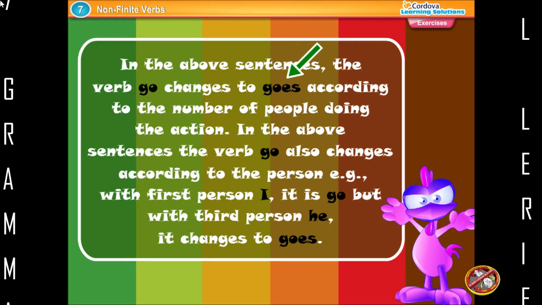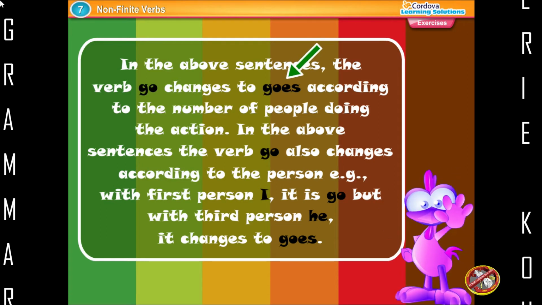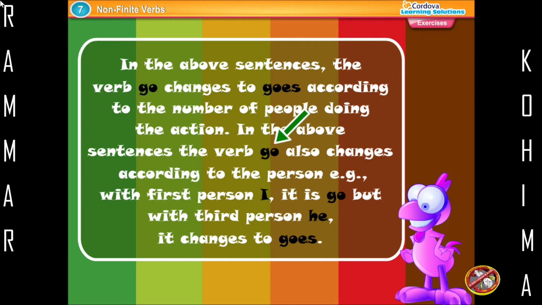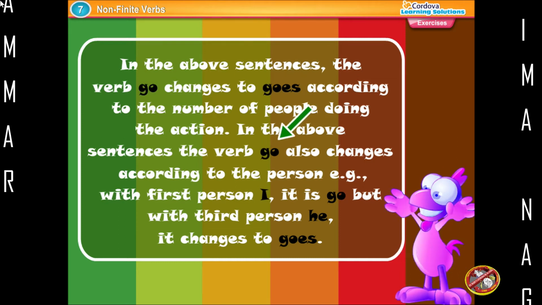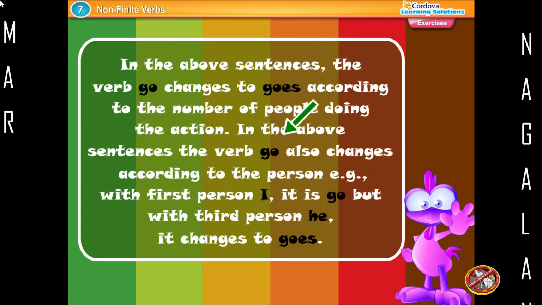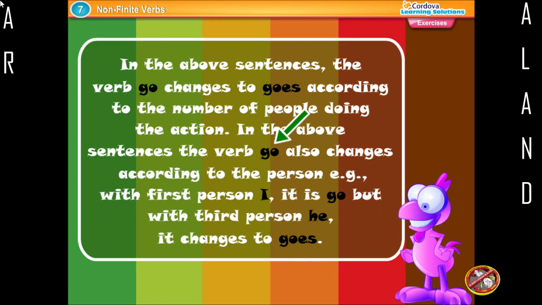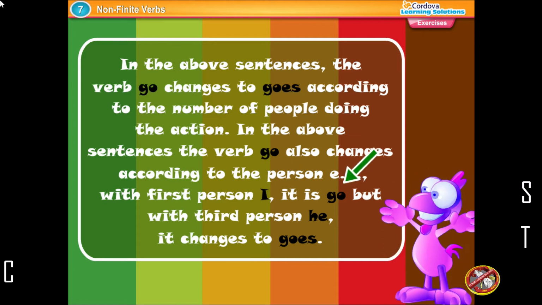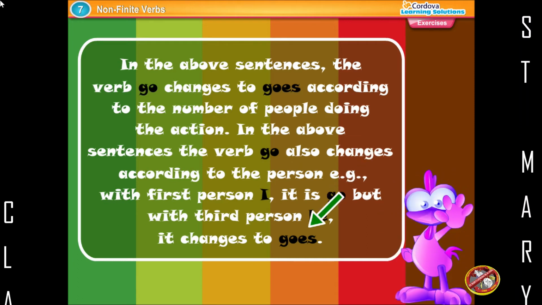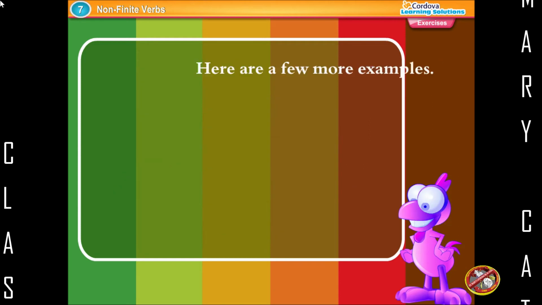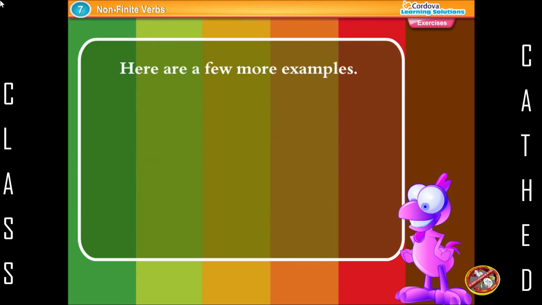doing the action. In the above sentences, the verb go also changes according to the person. For example, with first person I, it is go, but with third person he, it changes to goes. Here are a few more examples.